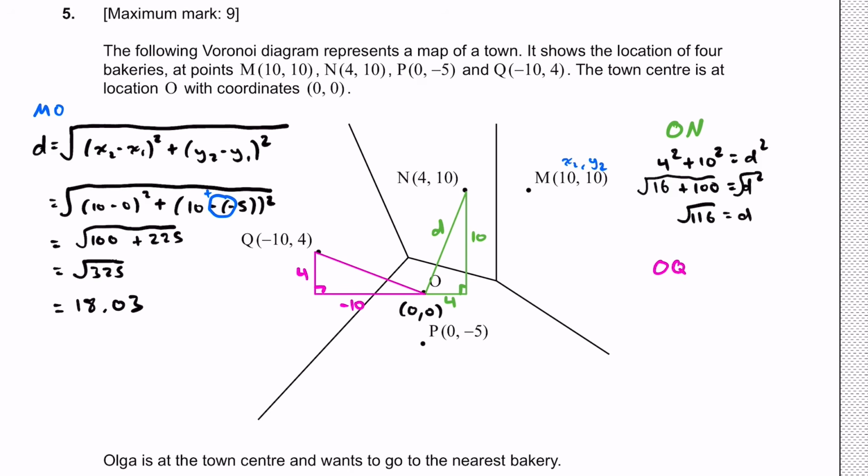OQ. What could this be? This is once again 4 squared plus, watch your brackets, negative 10 times negative 10 gives us a positive. D squared, once again, 16 plus 100 equals D squared. That means D itself, after we take the square root of both sides, is equal to the square root of 116. All right.